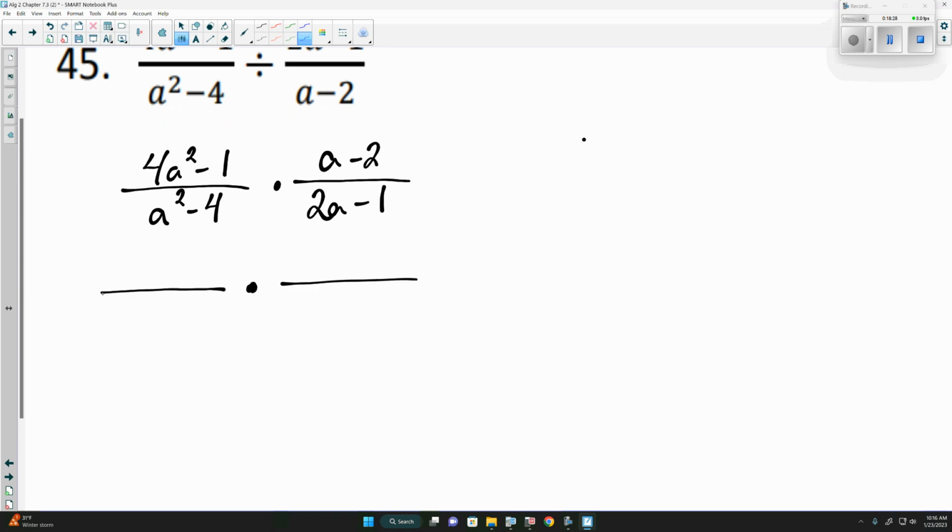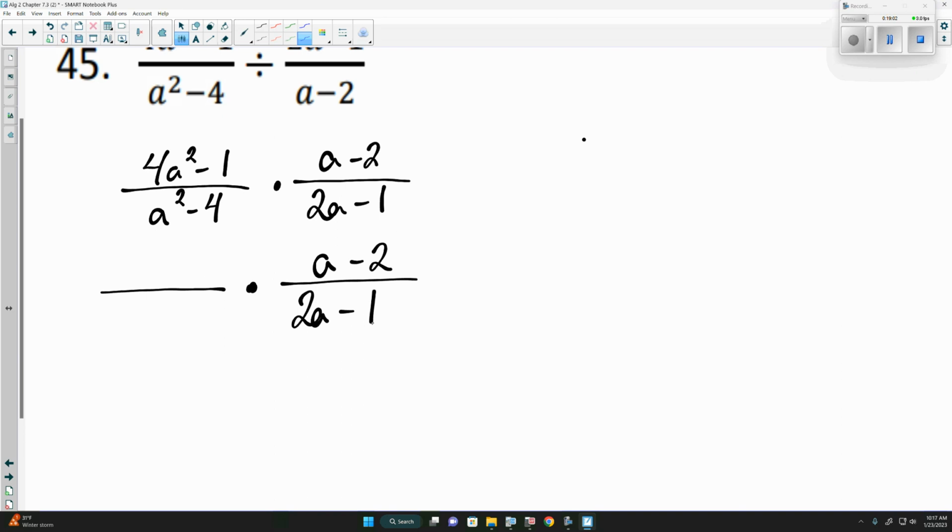Now looking at these 4 here, a minus 2, the numerator of the second. Is there a greatest common factor between a and 2? The degree of a minus 2 is 1, yes. Degree is the biggest exponent attached to the variable. So that is simplified. 2a minus 1 is our greatest common factor. What's the degree of it? 1. So that's as simplified as it gets.